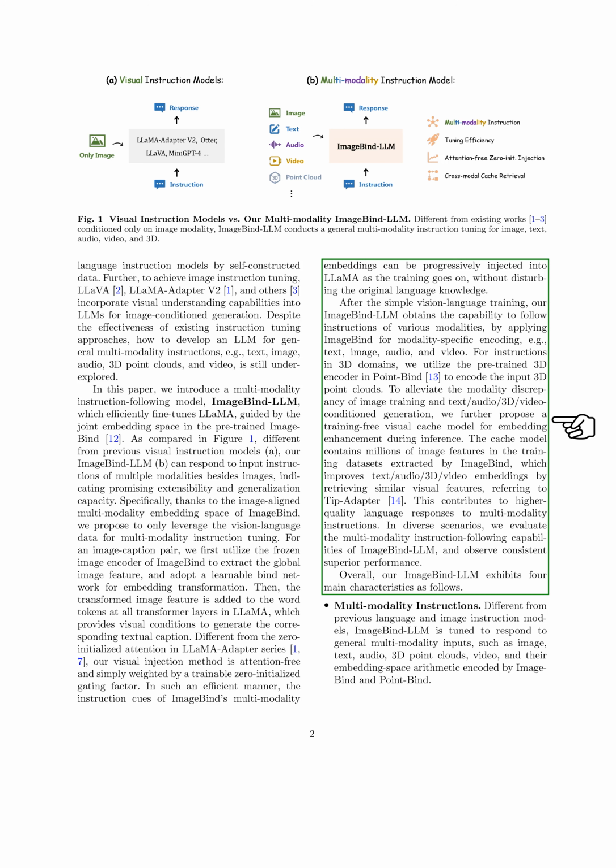In summary, our ImageBind-LLM has four main characteristics. 1. It can respond to general multimodality inputs, such as image, text, audio, 3D point clouds, video, and their embedding space arithmetic encoded by ImageBind and PointBind. 2. It has tuning efficiency. During training, we freeze the image encoder of ImageBind and fine-tune partial weights in LLaMA using parameter-efficient techniques.